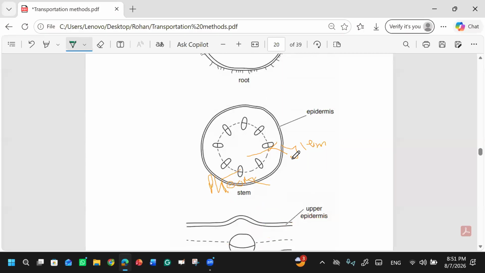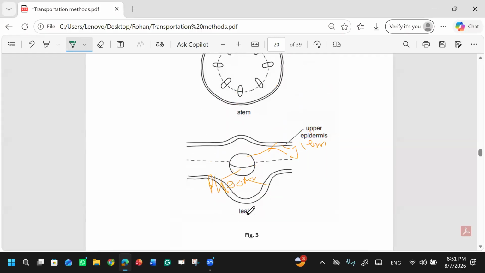I think I have a confusion in this. Okay, take a screenshot and send it to me on this one, the third one, the leaf.